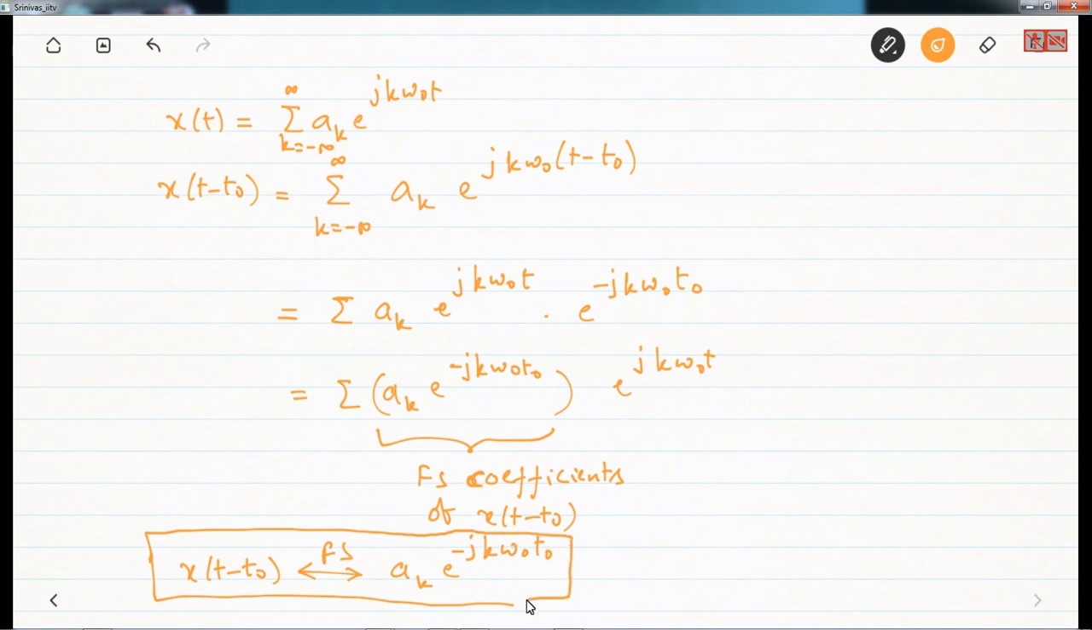So this is the time shifting property. And the importance of these properties is that the same properties will hold good for Fourier transforms also later. Right now we are doing continuous time Fourier series, then we will do continuous time Fourier transforms, and almost similar kinds of properties hold good for continuous time Fourier transforms as well.